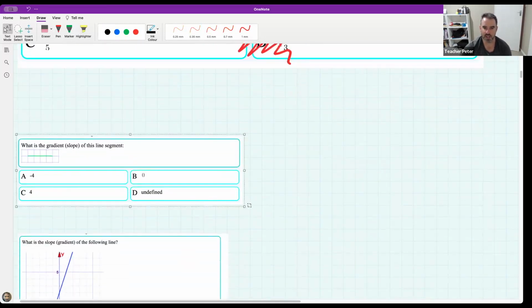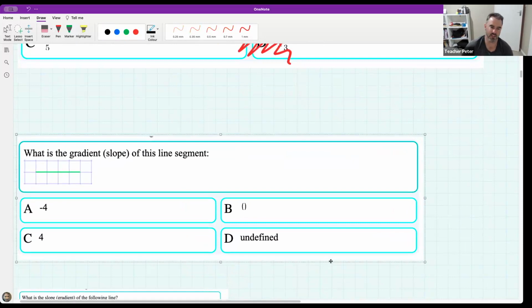What is the gradient of this line segment? And I think this one is a bit confused. This should be a 0. That's what it's trying to show you. Which of the 4 options is the gradient of this line? What is the gradient or slope of this line segment?